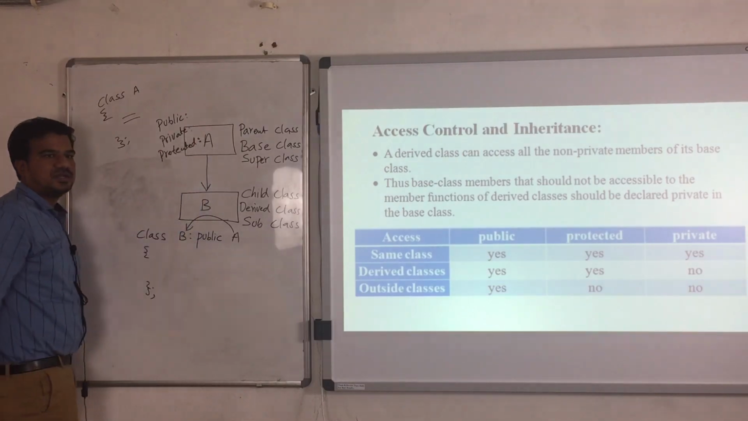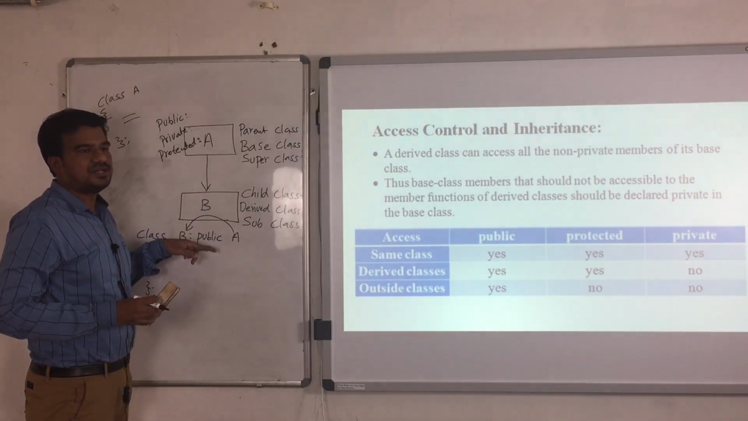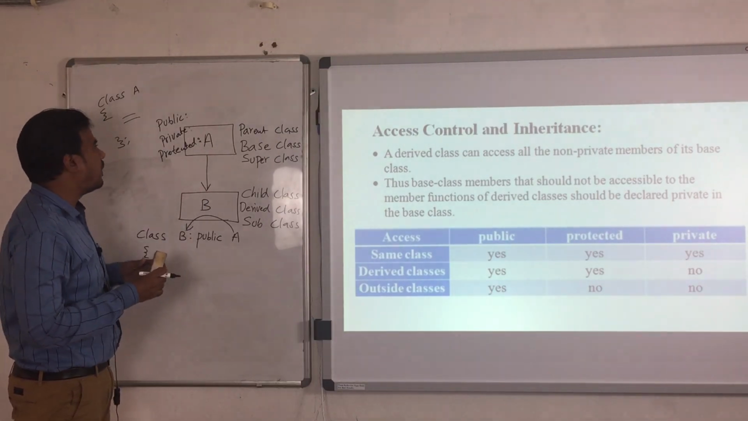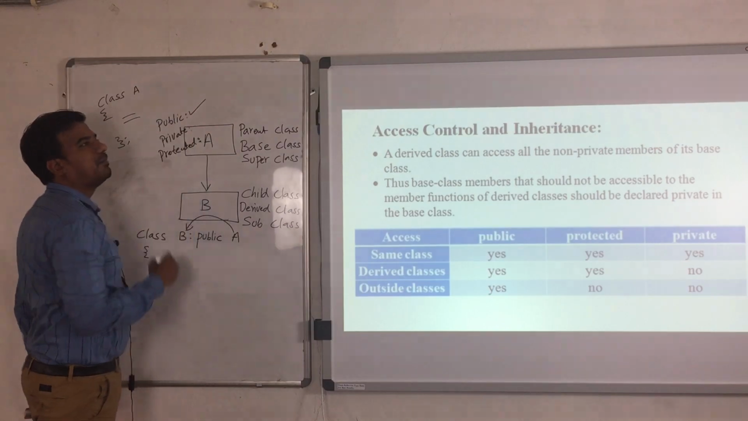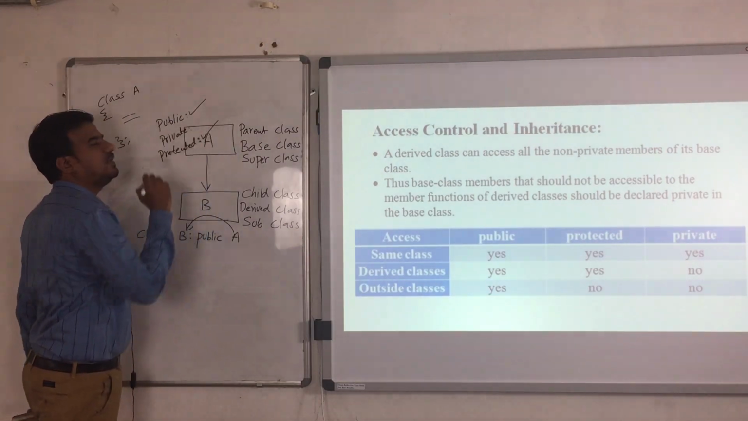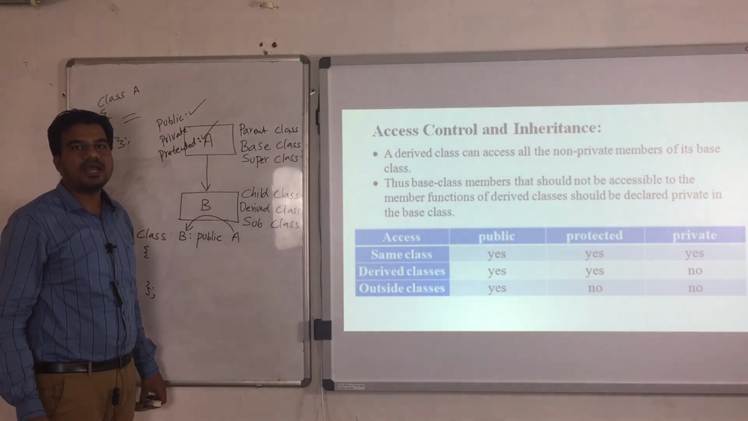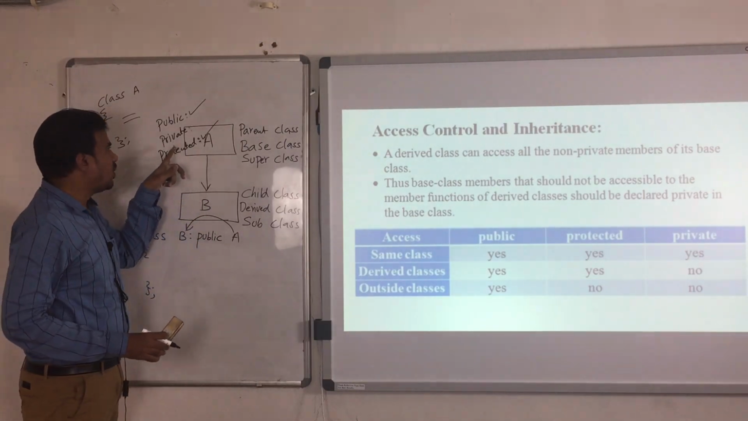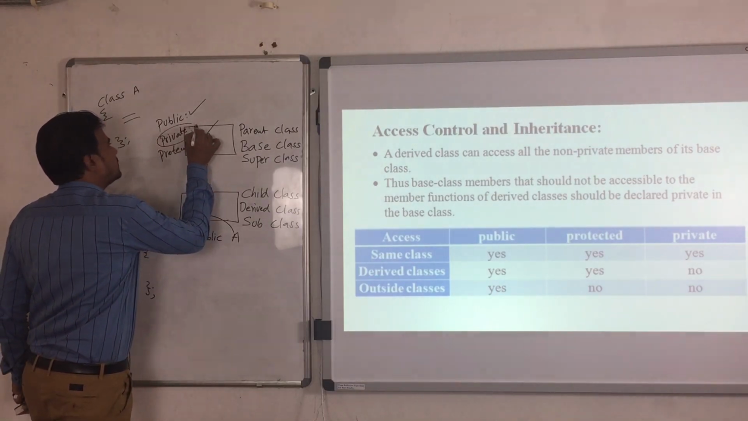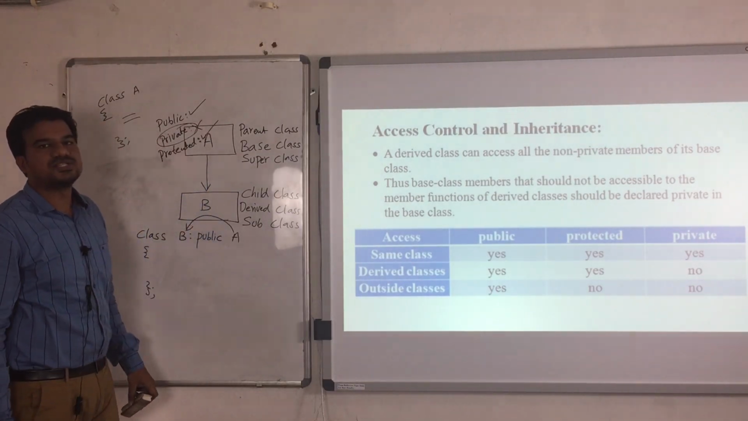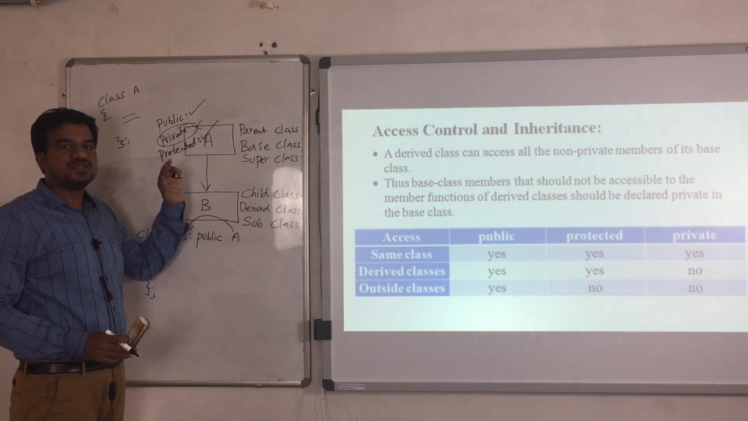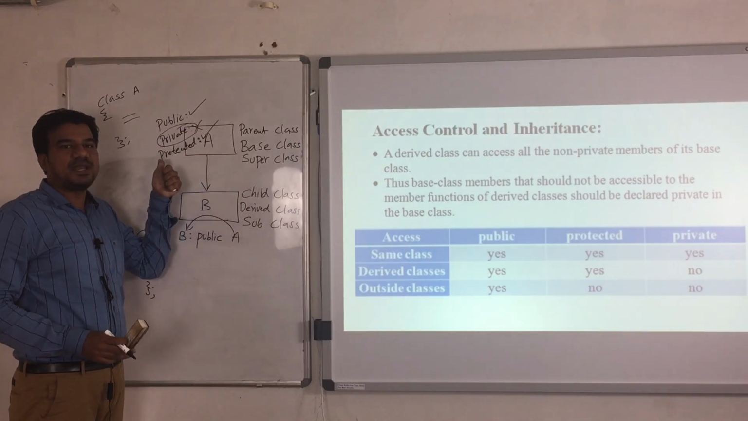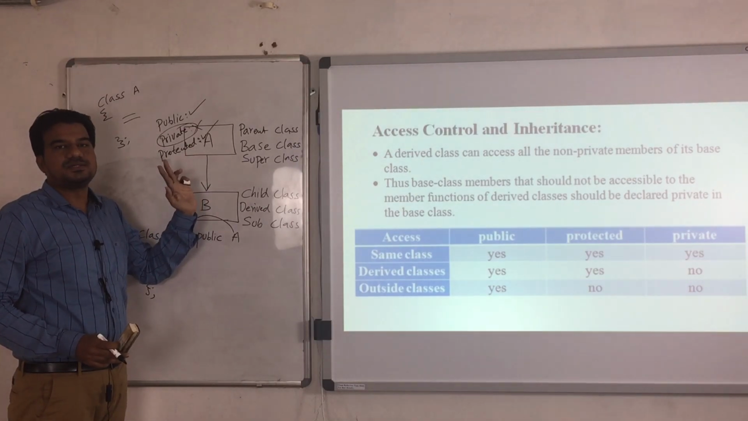Protected section. So when you inherit from parent class to child class, the child class will acquire all the public members as well as all the protected members. It will not acquire the private members. Still the private members are restricted from parent class to child class. It will acquire only public as well as protected members.